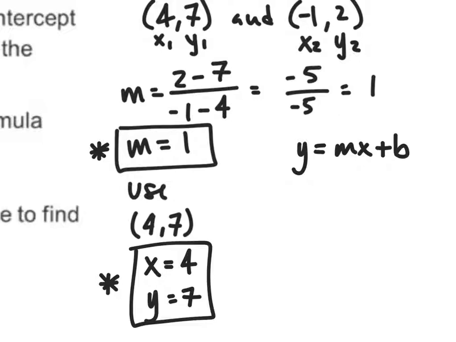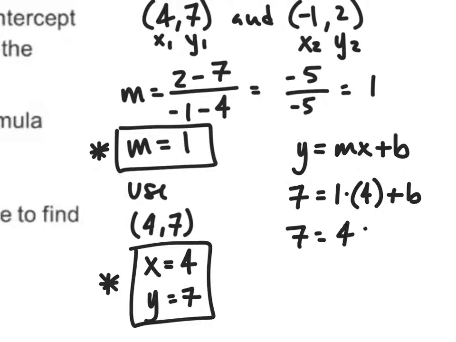Now I have all the values. Okay, I have a y value, I have a value for m and a value for x, but I don't have b. I need to find b. Okay, and so what I'm going to do is plug in 7 for y is equal to 1 for m times x, which is 4, and then plus b. All right, so I've got 7 is equal to 4 plus b, and I'm going to subtract 4 from both sides, and that's going to give me that b is equal to 3.